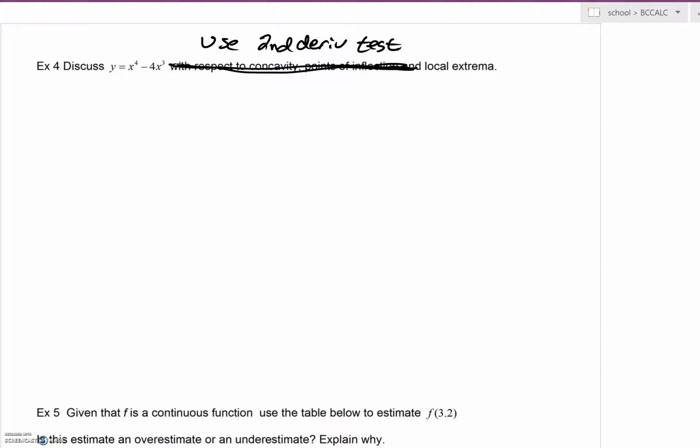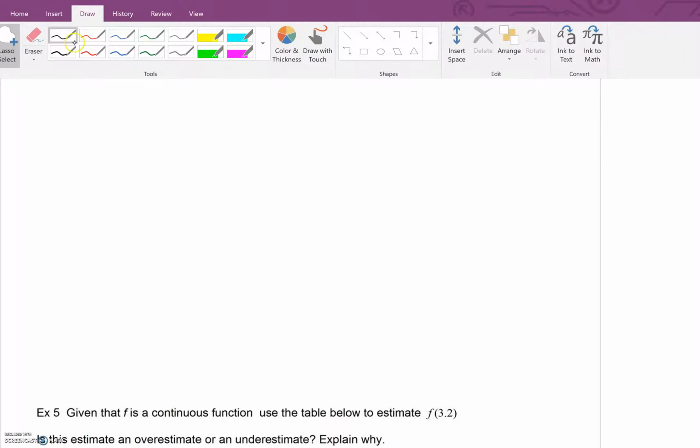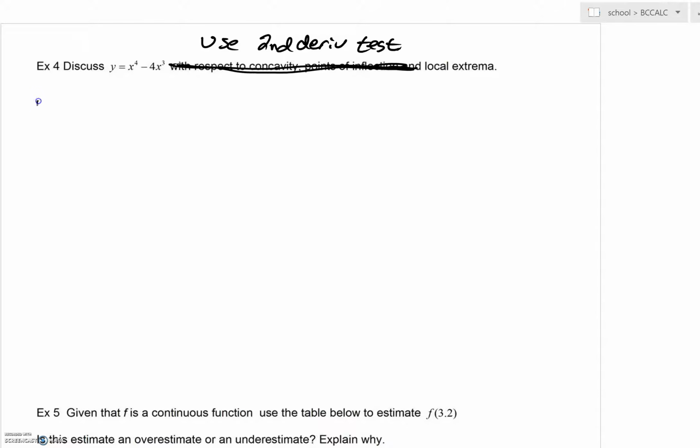The second derivative test really will require us to proceed just as we always have with even finding critical numbers. We'll take our first derivative. We'll get 4x cubed minus 12x squared. And we're going to set this equal to 0.